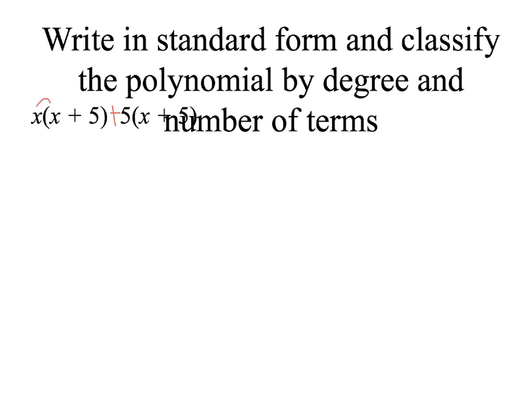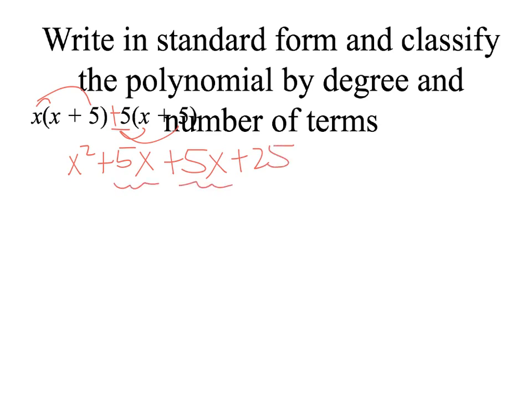So again, you need to distribute. So the x times x is going to give me an x squared. The x times the plus 5 is going to give me a plus 5x. Done distributing that term. Now I need to distribute that. So plus another 5x and plus 25. So I need to combine like terms. So your polynomial needs to be totally simplified before you can classify it by degree and terms. So x squared plus 10x plus 25.